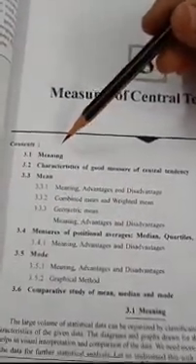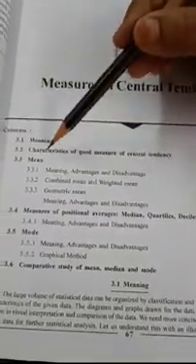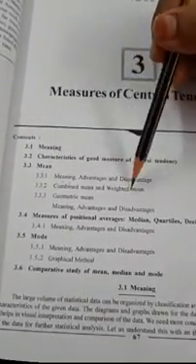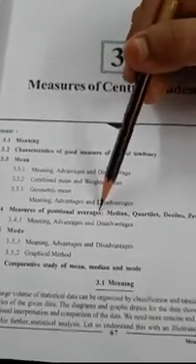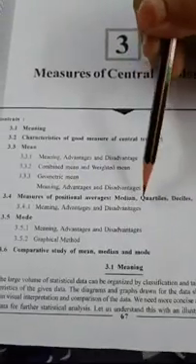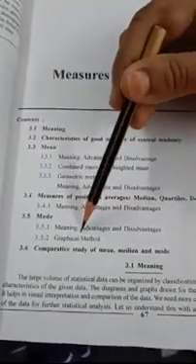The content we are going to include is the meaning, characteristics of a good measure of central tendency, mean, its advantages, disadvantages, combined mean, weighted mean, geometric mean. Then positional averages, that is median, quartile, decile, and percentile. All of these with advantages and disadvantages, and mode, its disadvantages and advantages, and the graphical method.